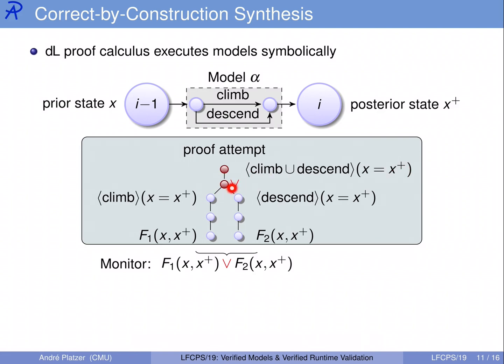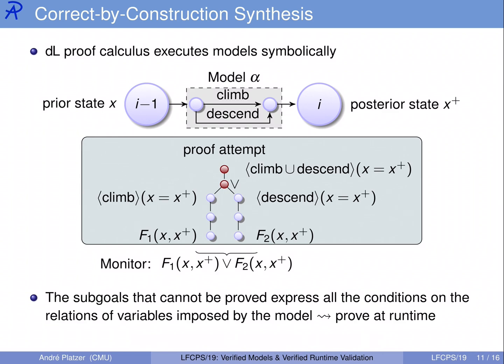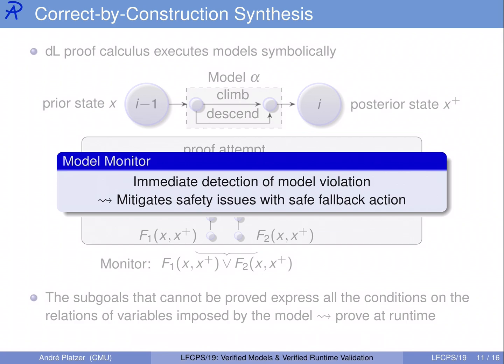And now we remember in this particular context, there was an or in between the two cases, so of course there will still be an or between those two cases. But in general, you just runtime monitor and fill in the proof at runtime for all the open premises of the proof that you got. And even if those subgoals cannot be proved once ahead of time, they still impose the appropriate assumptions imposed by the model on the relations of the variables, which you simply prove at runtime then. So you immediately detect the model violation and can simply mitigate safety issues by going on a safe fallback action instead.